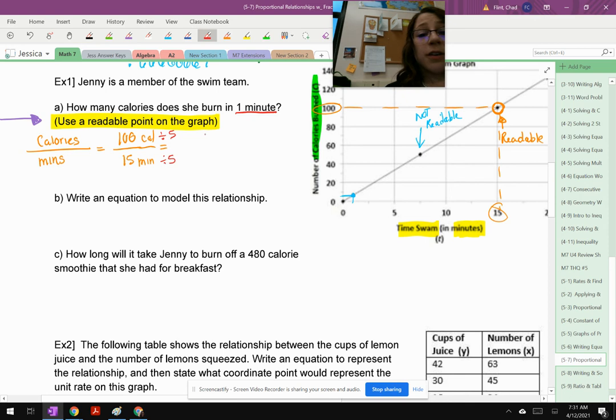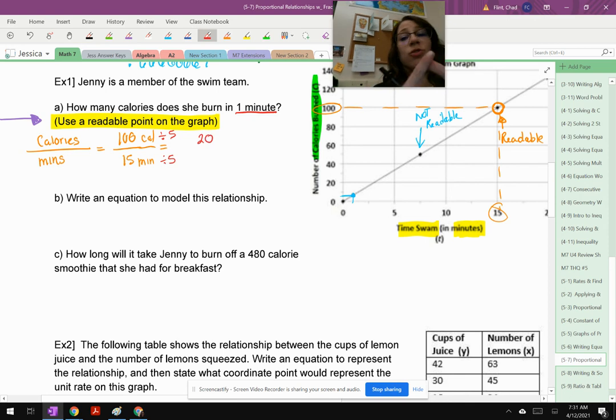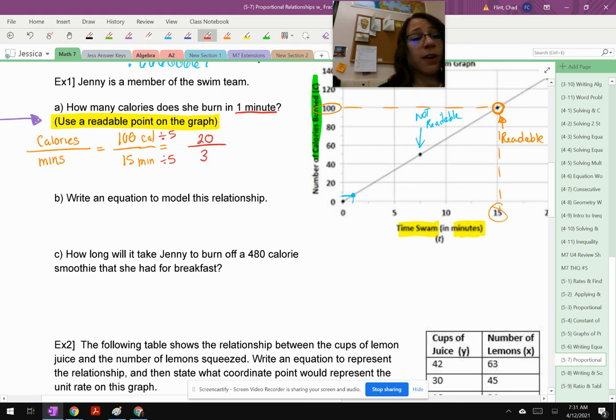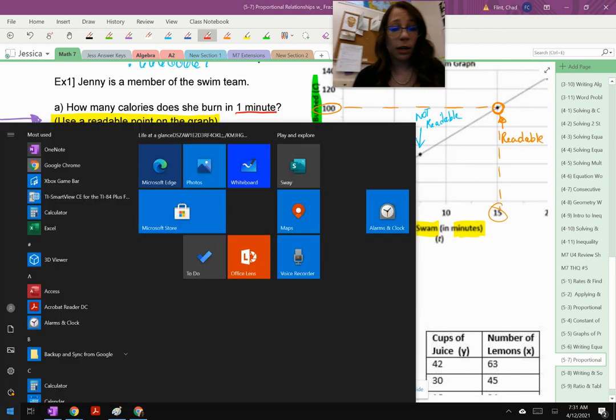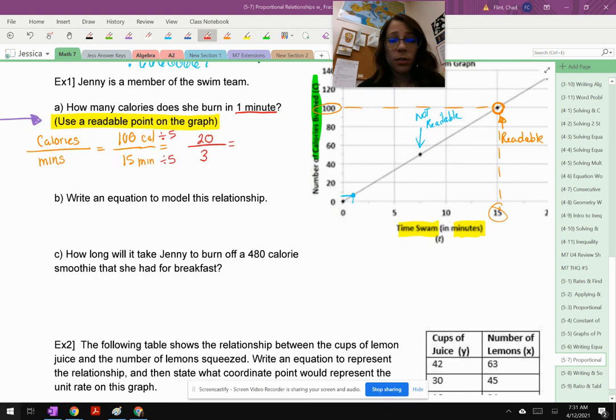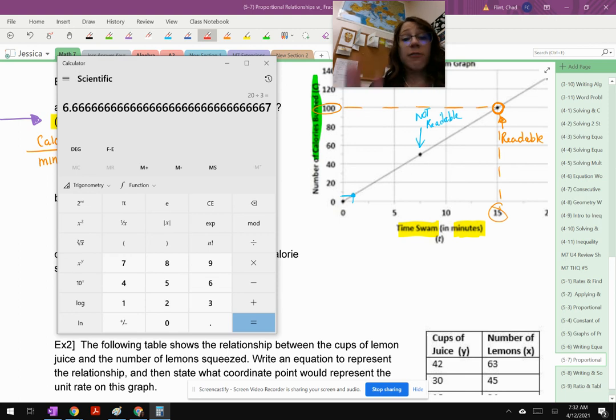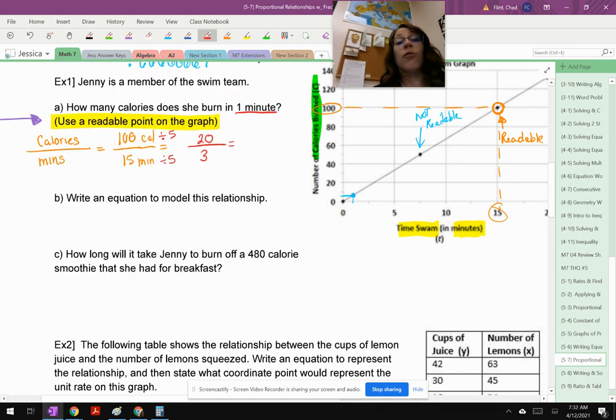So 100 divided by 5 is 20 because 2, 4, 6, 8, 10, 20, 40, 60, 80, 100. And 15 divided by 5 is 3 because 5, 10, 15. So, boom. Now, if we were to jump to our calculator real quick, 20 divided by 3, ugly repeating decimal, so we have to leave it as the fraction of 20 over 3.